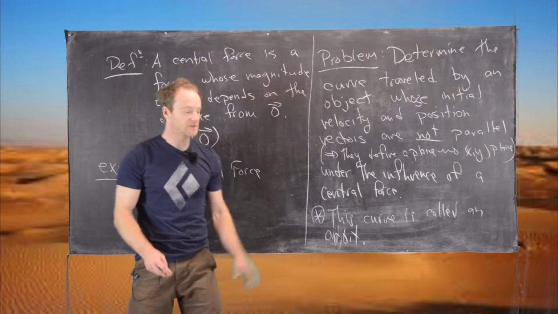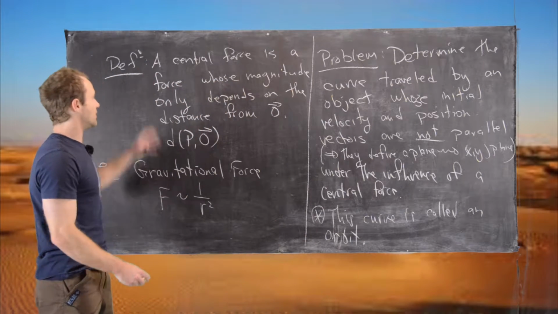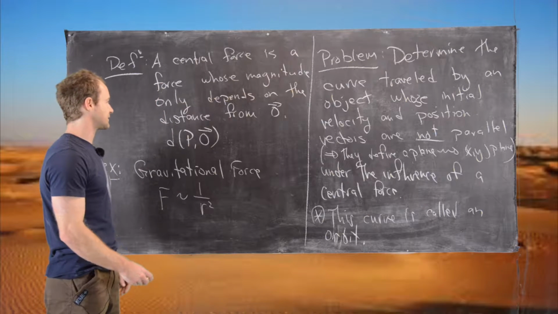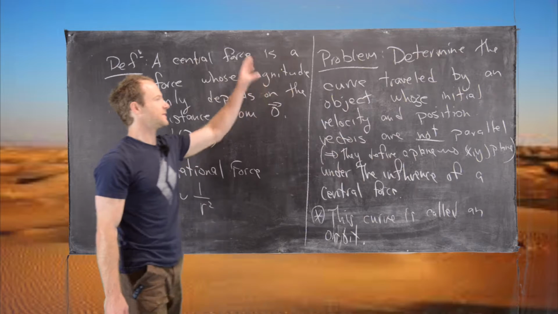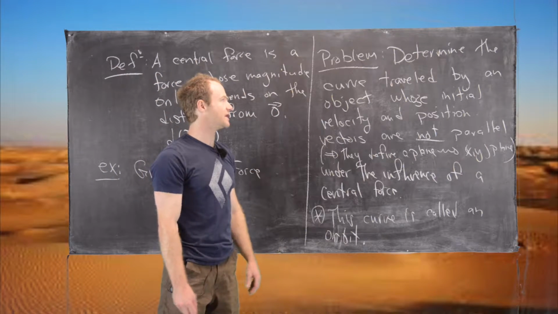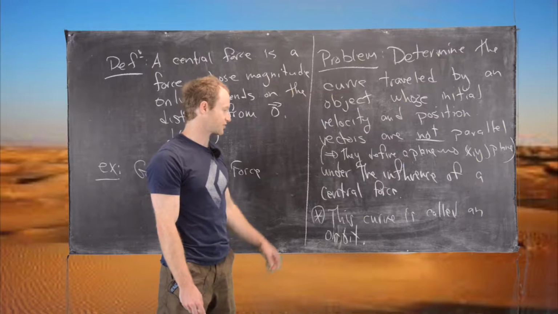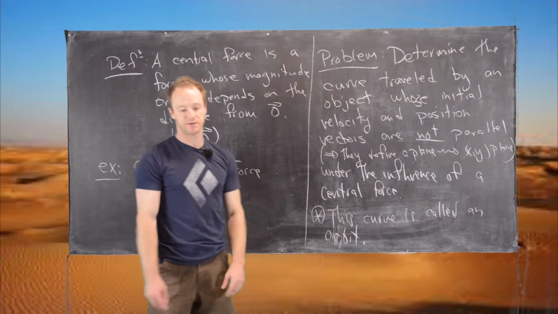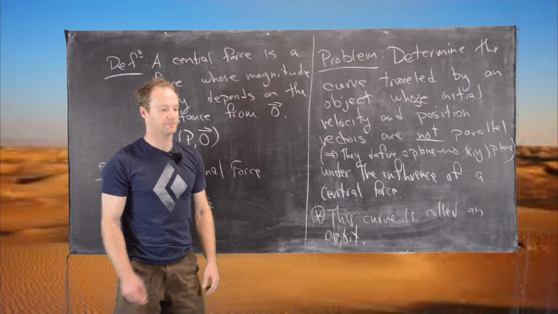Great. So this is all our setup. Definition of a central force, a force that only depends on the distance from the origin. Gravitational force is an obvious example of this. And our problem is to determine the curve traveled by an object under the influence of this central force, in other words, determine the orbit. So I'll clean up the board and then we'll get to the next step.